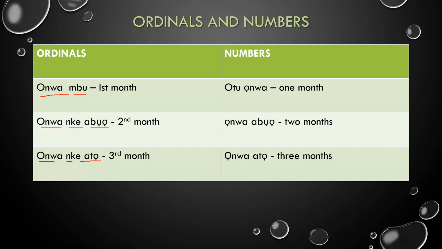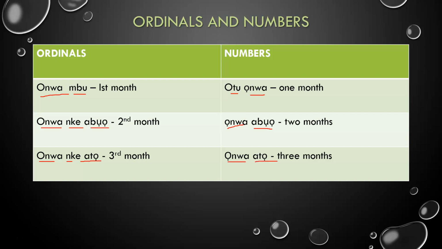Then if you want to say 1 month, you say otu onwa. 1 month. 2 months, onwa abụọ. You see, we don't have a way of putting s or anything at the end of abụọ. Abụọ is still abụọ, but we now use this structure, we use numbers now to show that it's more than 1 month. 3 months is onwa atọ.